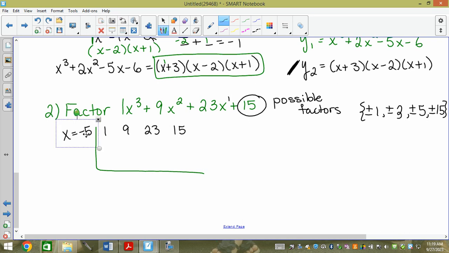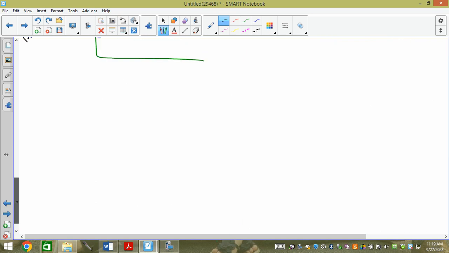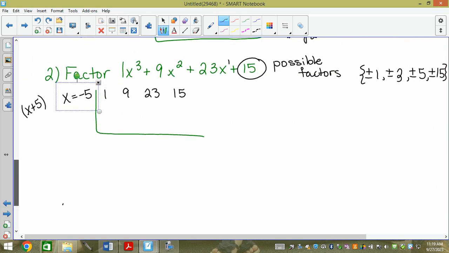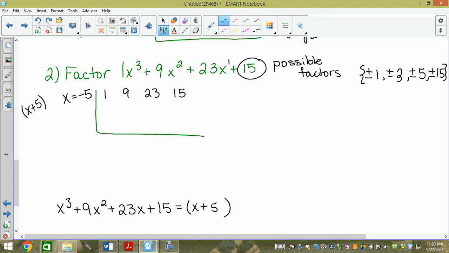And then off to the side, not within this, so I don't get it confused, I'm going to put the factor, which is x plus 5. And then at the very end, I'm going to have the equation, x cubed plus 9x squared plus 23x plus 15 equals. Why do I do this now? So you don't forget the factor. I write this factor right away because a lot of people will forget to write this one. So I go x plus 5.